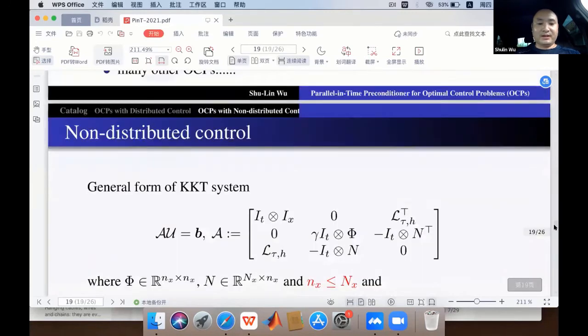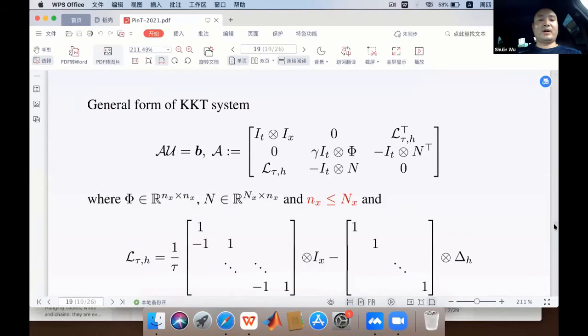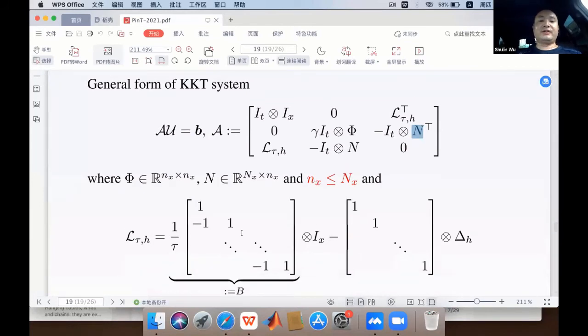So for this kind of OCPs, we need to consider the general form of the KKT system. So this is the general form of the KKT system. This matrix phi can be a small size matrix, and the matrix N is given like this. For this kind of OCPs, we only consider the backward Euler method as the time discretization. So this part and this part are given like this. So this is the backward Euler time discretization.